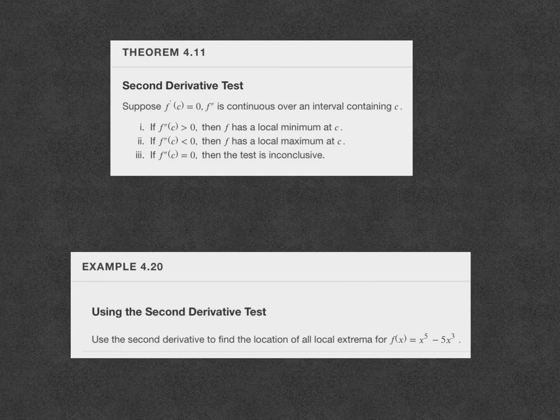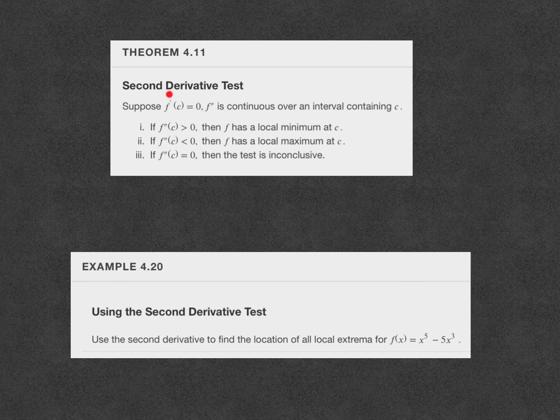And now we close out the section with the second derivative test. The second derivative test is another way to identify maxes and mins, and it's a quick one, especially if the function is easy to take derivatives of.